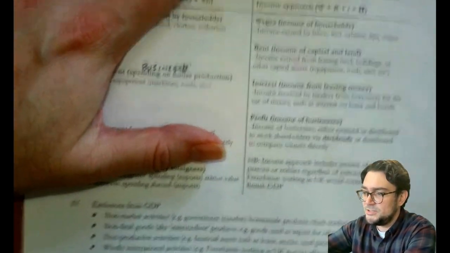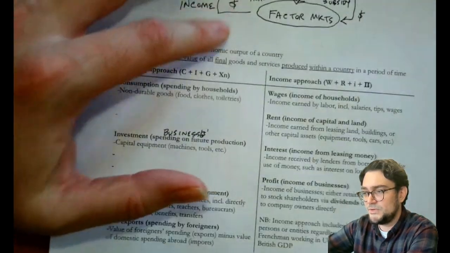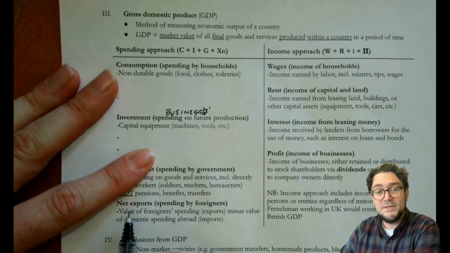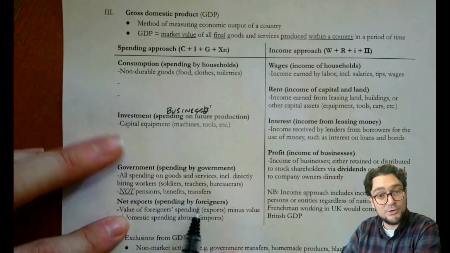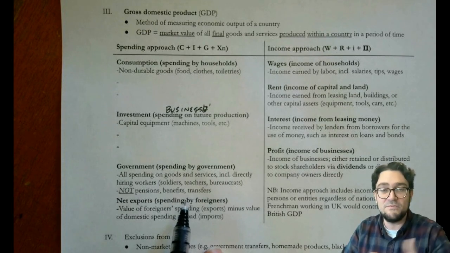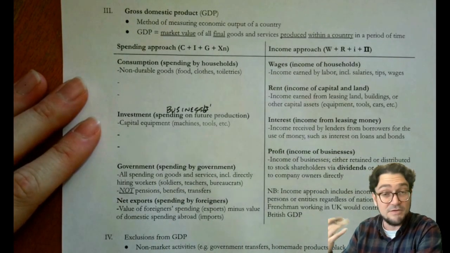Let's see if we can get that just a little bit less blurry. Pull that up just a little bit. That would be when the government buys things. And then net exports, which is really when foreigners do spending, right? So we have kind of four groups of people. We have households, we have firms, we have government, we have foreign transactions that are affecting us.